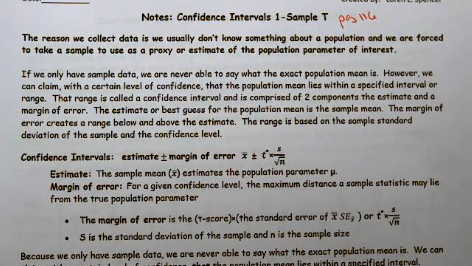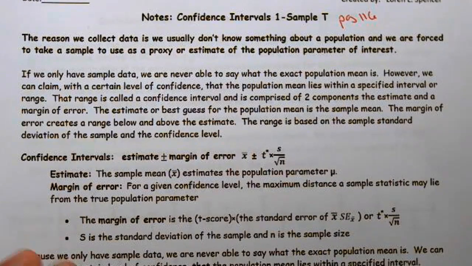So the reason we collect data is we usually don't know something about a population. We are forced to take a sample to use as a proxy or estimate of the population parameter of interest. And that's what a confidence interval is. We're taking a sample and we are using that sample to make an estimate or claim about the population.